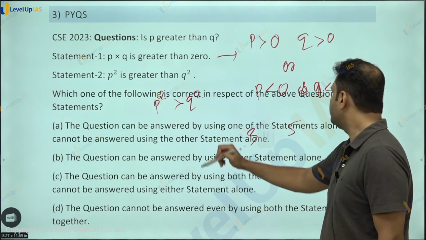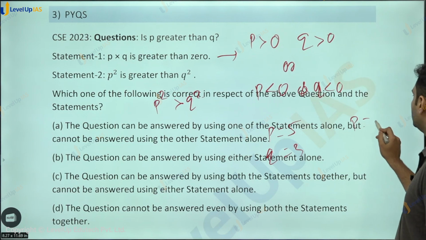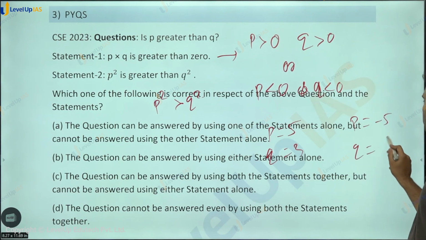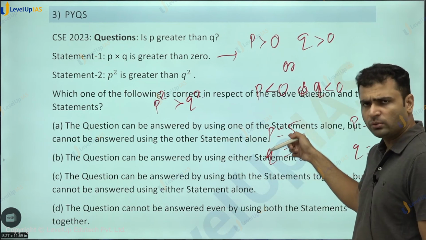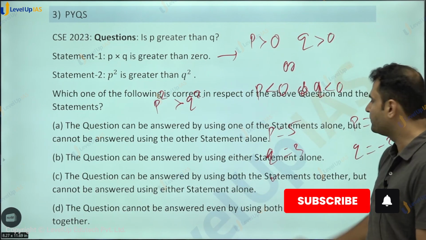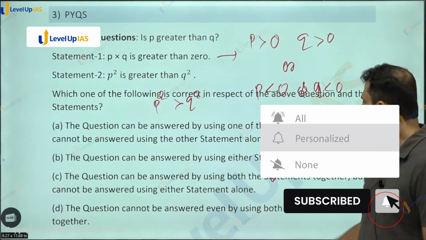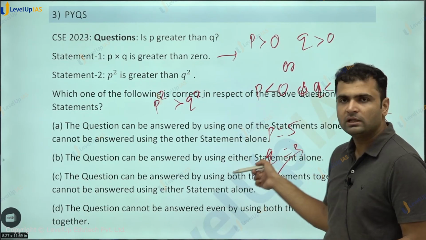We have, let P be 5 and Q be 3, and in the second case, P is equal to minus 5, Q is equal to minus 3. In this case, is P square greater than Q square true or not? 5 square, 25 greater than 9, true. And the first statement, P into Q greater than 0, so true, even if you combine both the statements. So these values satisfy both statements, so P should be greater than Q according to this.